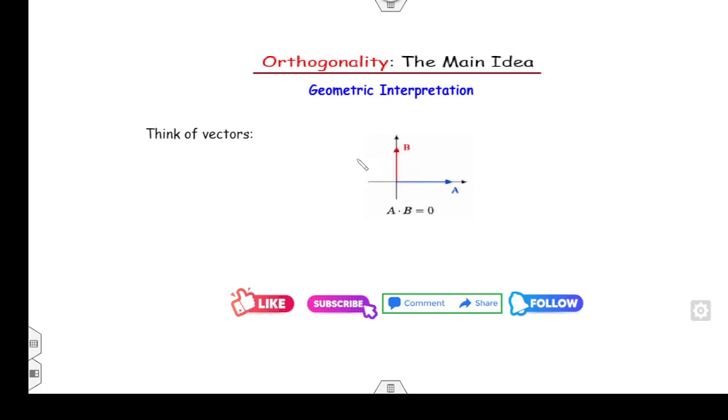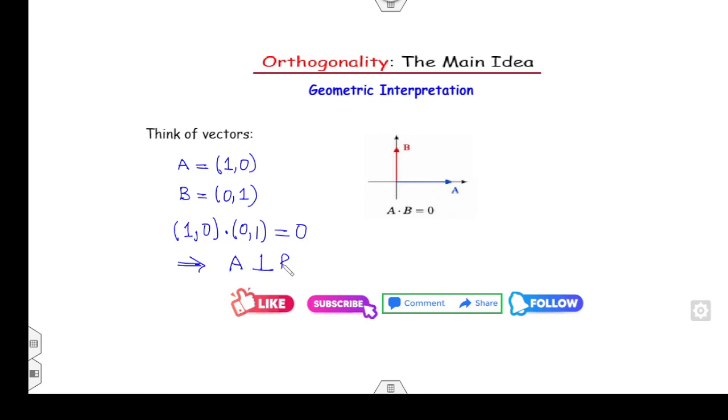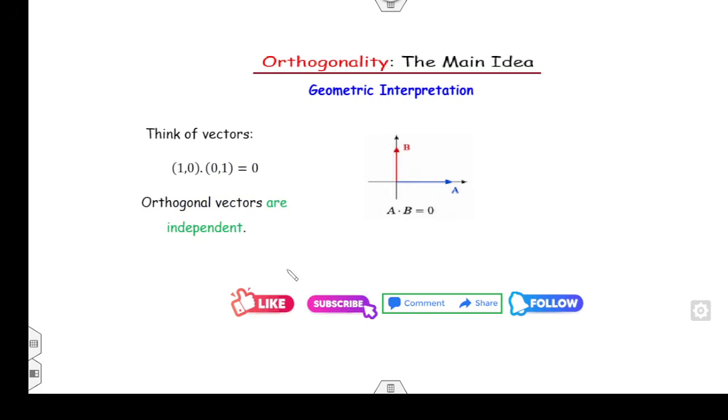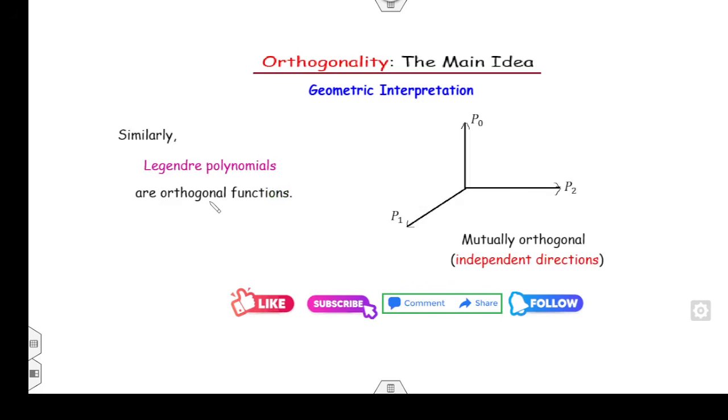Another property: what is the geometrical thinking? If you consider two vectors a and b, let's say a is my x-axis and b is my y-axis, what is the dot product of the two vectors, (1, 0) and (0, 1)? It is 0. If the dot product of two vectors is 0, that means vector a is perpendicular to vector b. यही मीनिंग होता है ना orthogonal vectors. And we all know orthogonal vectors imply independence. The same concept we can apply for the Legendre polynomials. That means Legendre polynomials are orthogonal functions.